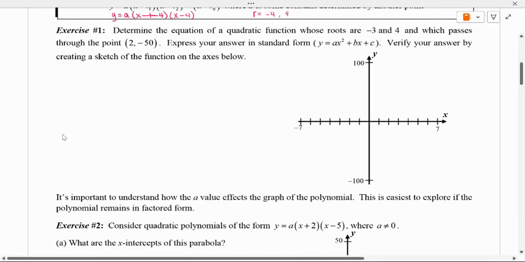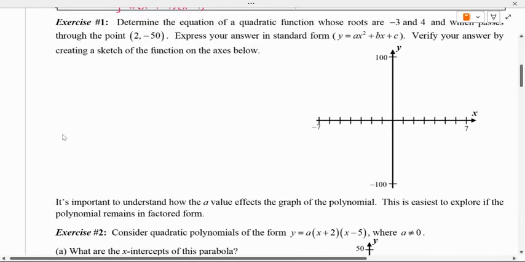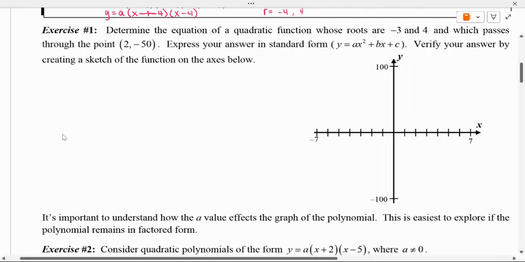So we're going to be given an equation. So our example number 1, and we're going to do some sketching. Example number 1 says, determine the equation of the quadratic function. So it's quadratic. That means my graph looks like what? A U. It's either going to go up or down. So given the quadratic function, whose roots are -3 and 4.